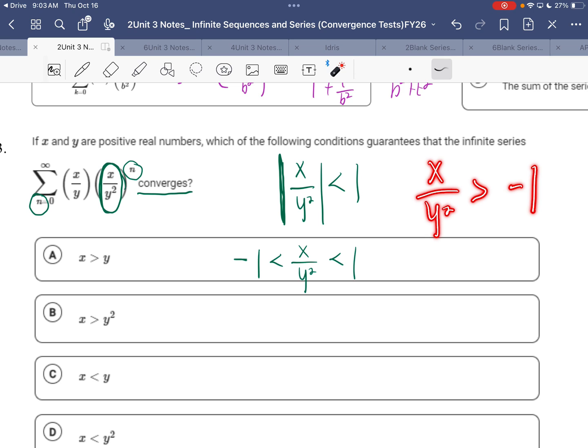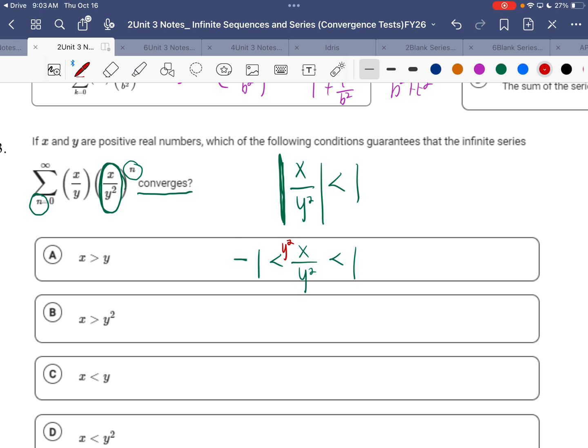When you have a compound inequality, you just multiply or add to all parts by whatever you're trying to do. So I'm going to multiply everything by y squared to get it out of the denominator. I have negative y squared less than x less than y squared. If x and y are both positive numbers, and even if they weren't, could you plug anything into y squared that would all of a sudden make it negative? No, so this part is never going to happen.